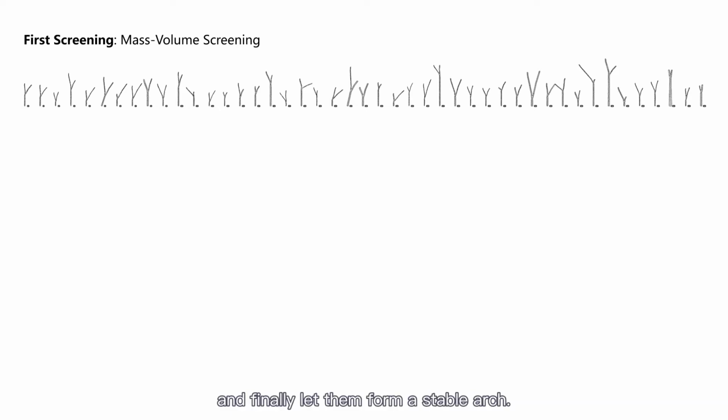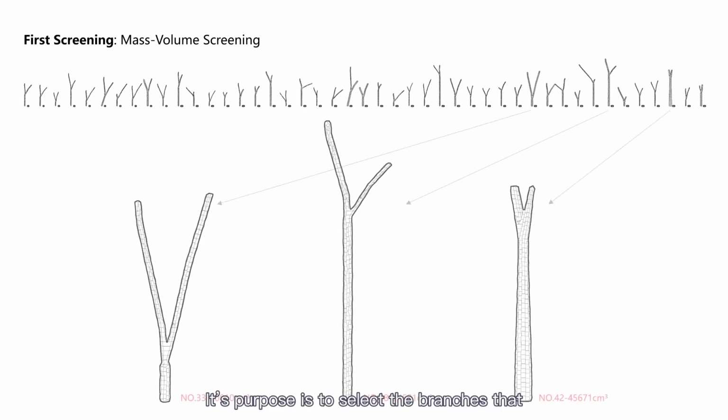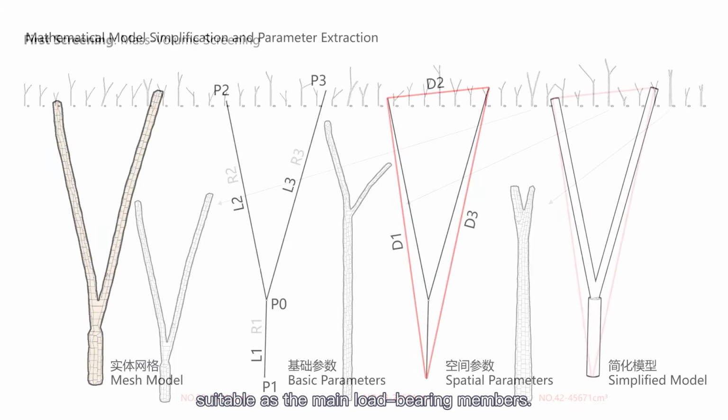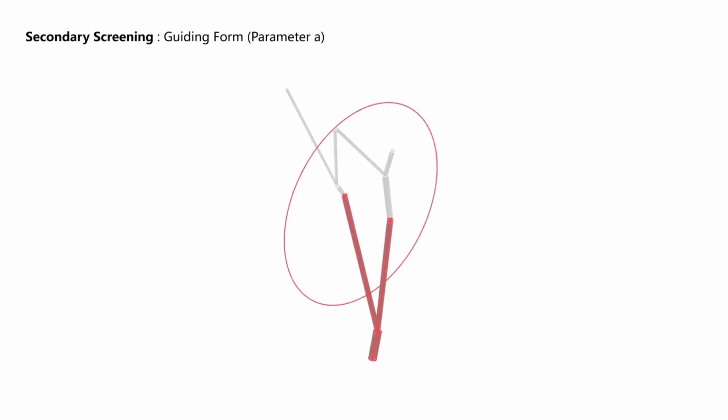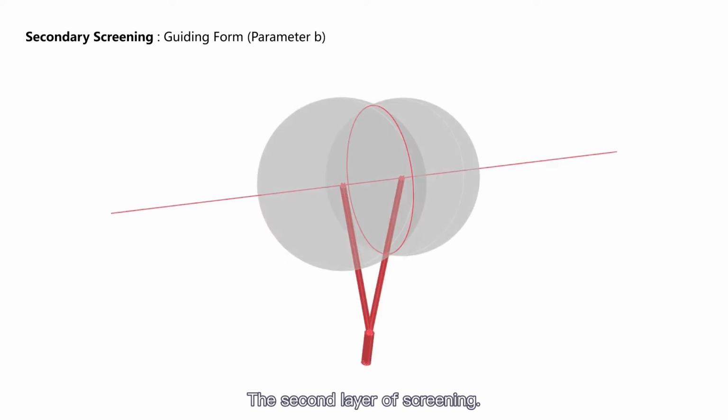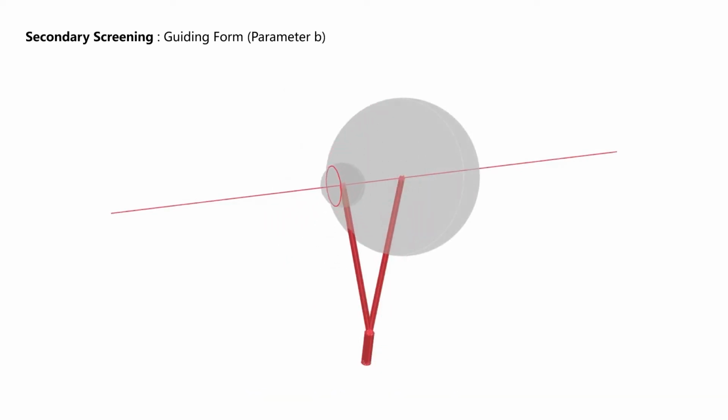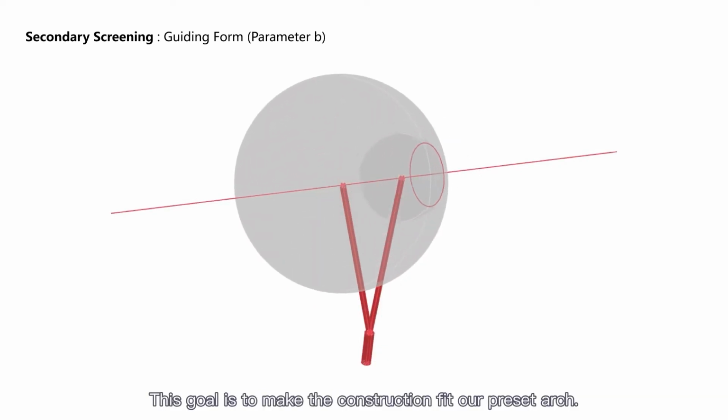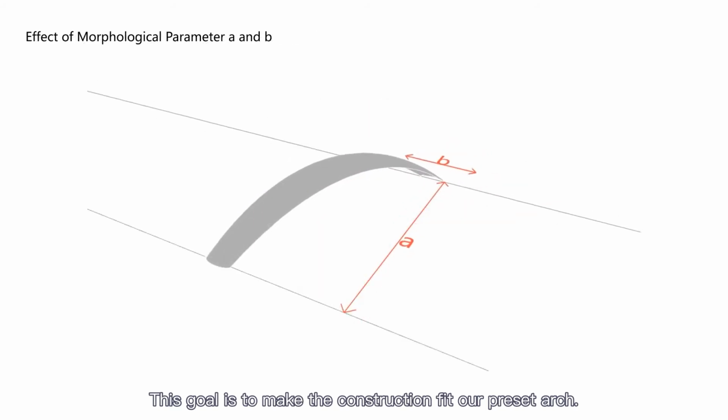combine them, and finally let them form a stable arch. The first layer of screening. Its purpose is to select the branches that are suitable as the main load-bearing members. The second layer of screening. This goal is to make the construction fit our preset arch.